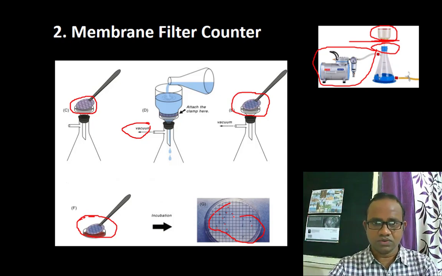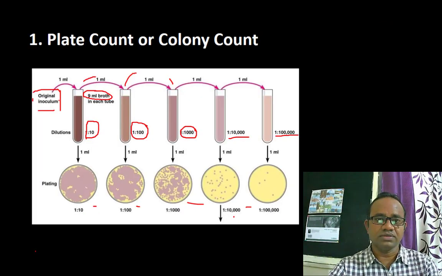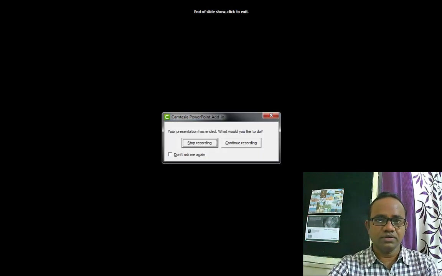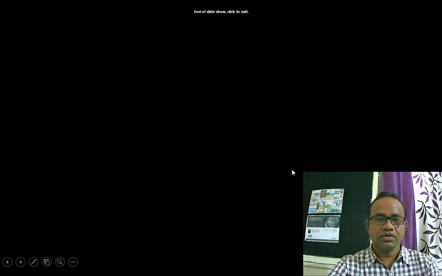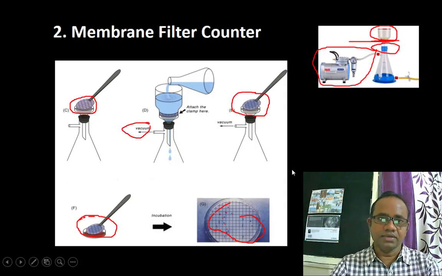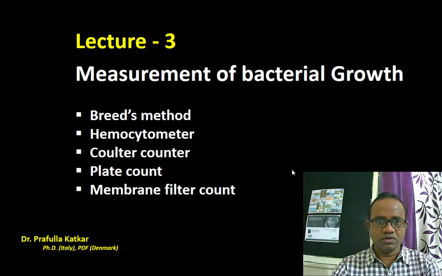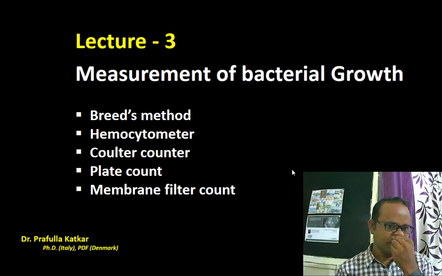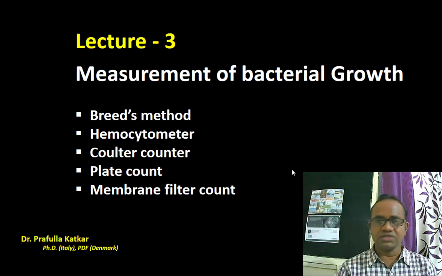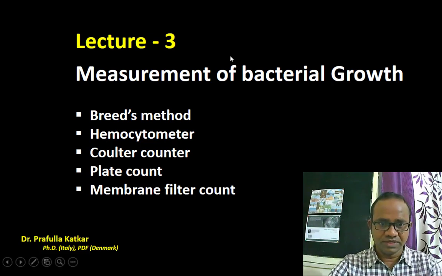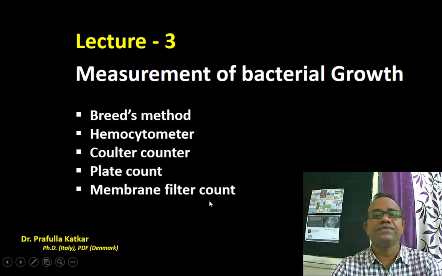So these are the overall different bacterial cell counting methods, right? So overall in this lecture, what we have understood are the ways of calculating the number of bacteria in particular samples: the Breed method, hemocytometer, Coulter counter, plate count and the membrane filter.